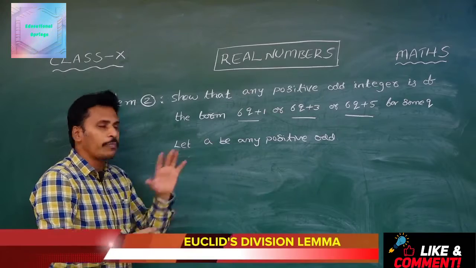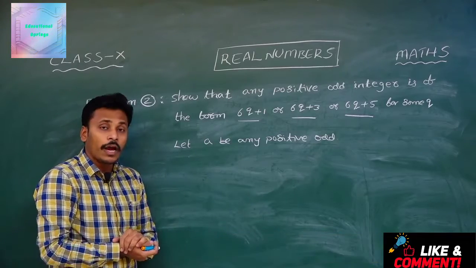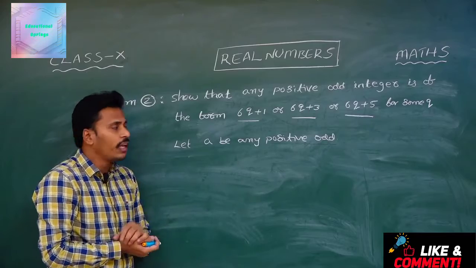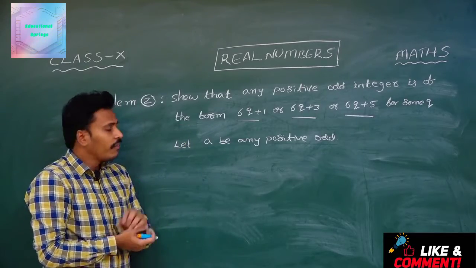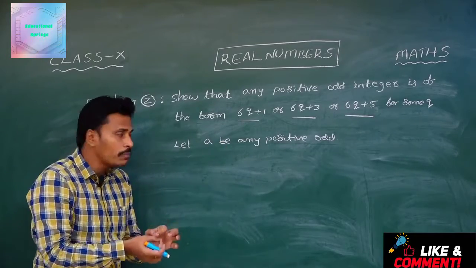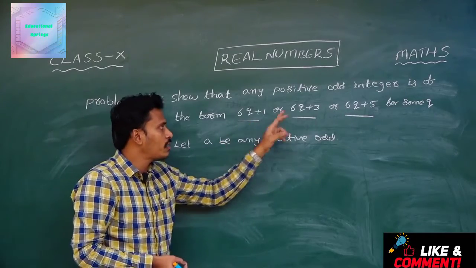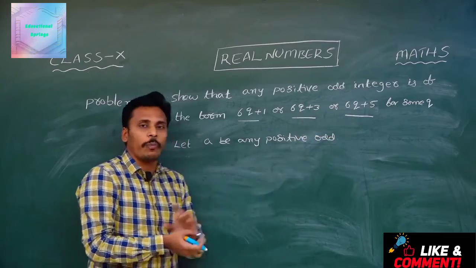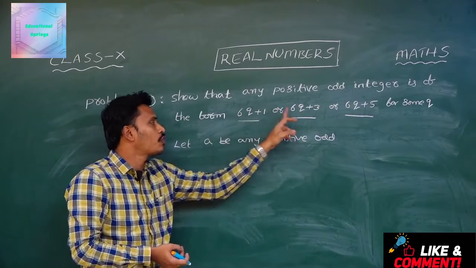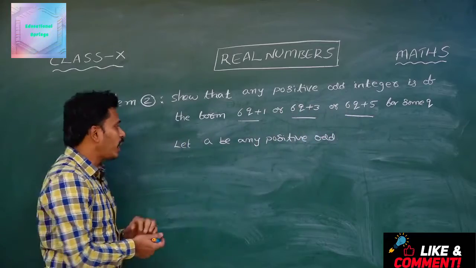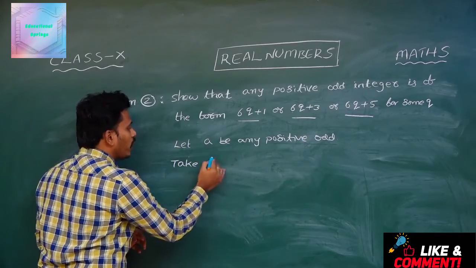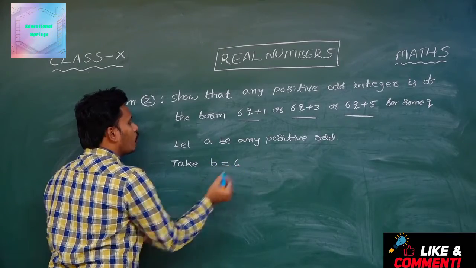Now a is any positive odd integer, and what is b? To decide the value of b, we need to look at the problem. We need to show that this odd positive integer is of the forms 6q plus 1 or 6q plus 3 or 6q plus 5. In the sense, all these forms are with respect to 6. So for that, let a be any positive integer and you just take b equal to 6.